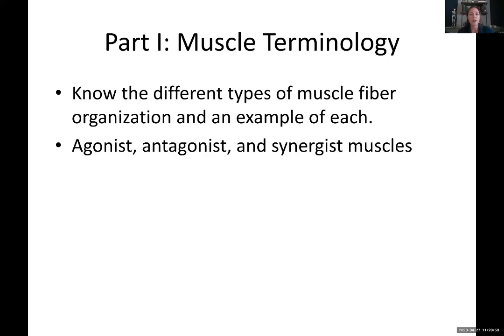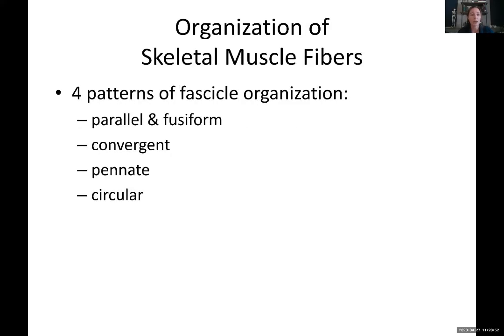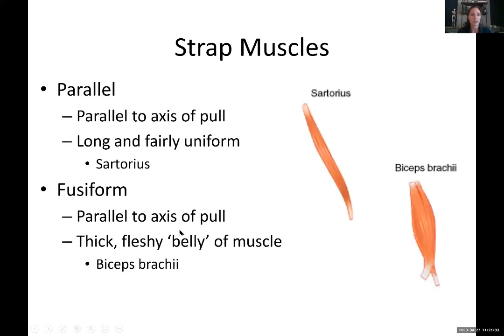So as far as muscle terminology goes, we have types of muscles in how the fibers are arranged. So there are these 4 kind of ways that they're arranged. Parallel and fusiform are known as our strap muscles.